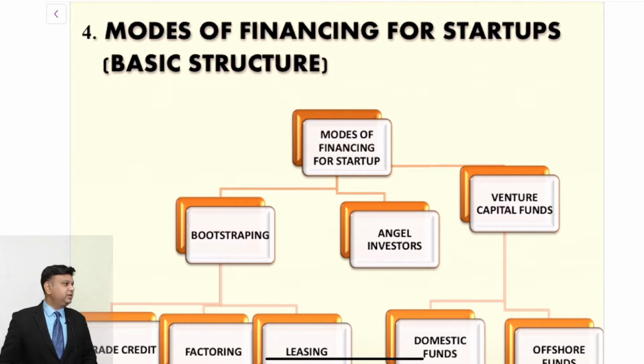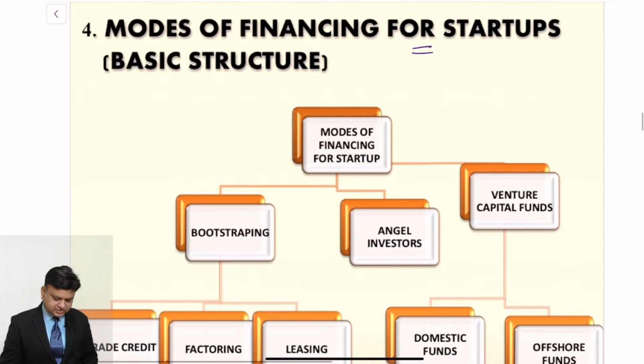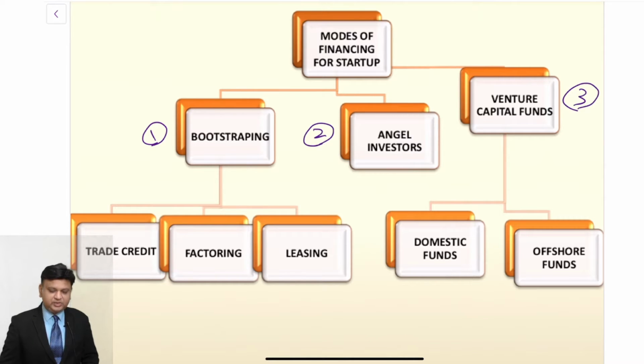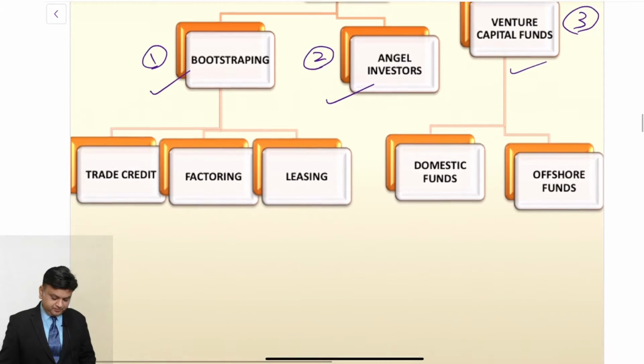Now as I told you, the first point and the third point are almost overlapping to some extent. So, modes of financing for the startup: they have provided one, bootstrapping, second, angel investors, and the third is venture capital funds. They have asked all these three questions in the examination. Bootstrapping is there, angel investor is there, and venture capital funds is also there.